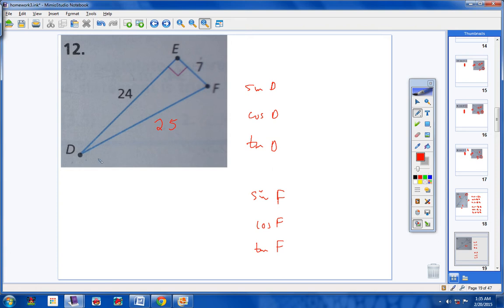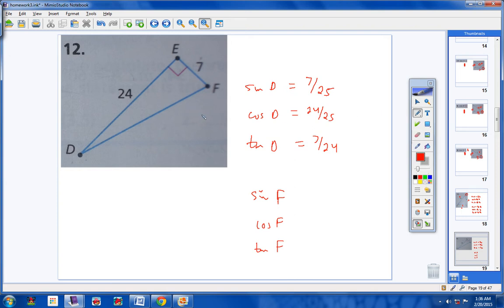So here we go. Let's start off with angle D. Circle D. Go straight across. This is your opposite. This is your hypotenuse. This is your adjacent. So the sine of D would be opposite over hypotenuse, 7 over 25. The cosine of D is adjacent over hypotenuse, 24 over 25. The tangent of D would be opposite over adjacent, so 7 over 24.